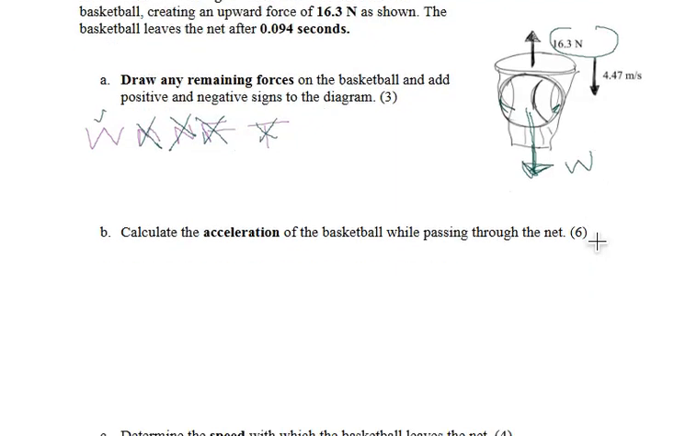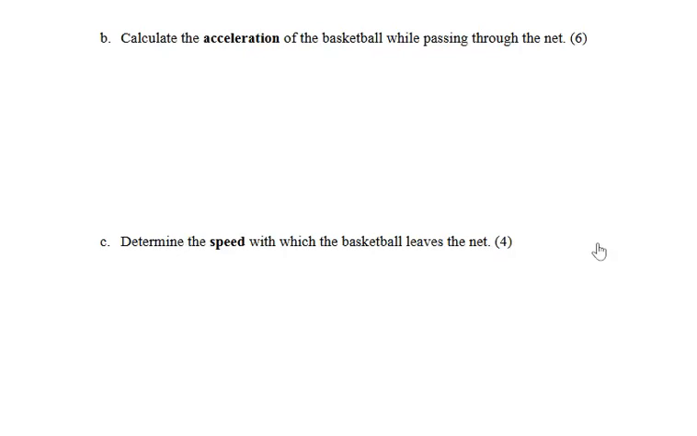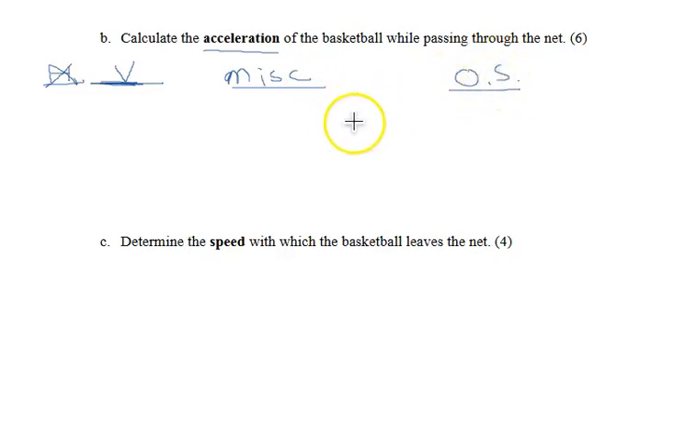Okay, then question B says, calculate the acceleration of the basketball while passing through the net. Now, remember, acceleration is the link between old school and new school. So that can come from, remember, there's 4 columns: horizontal, which we don't have here because there's only vertical forces. So vertical forces, miscellaneous, which is friction and weight, and old school.